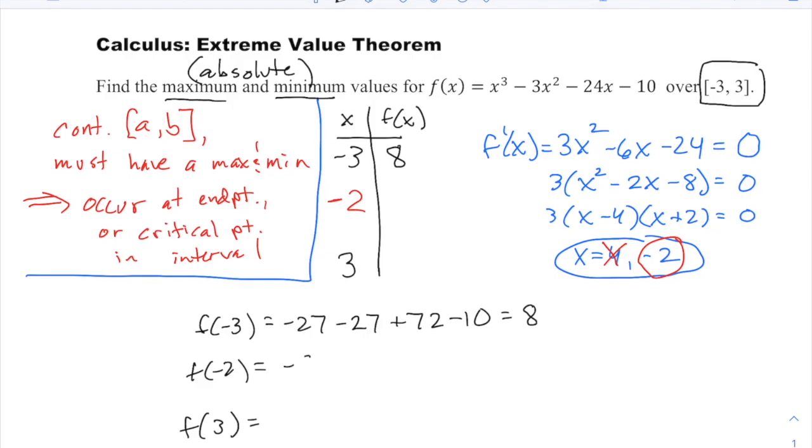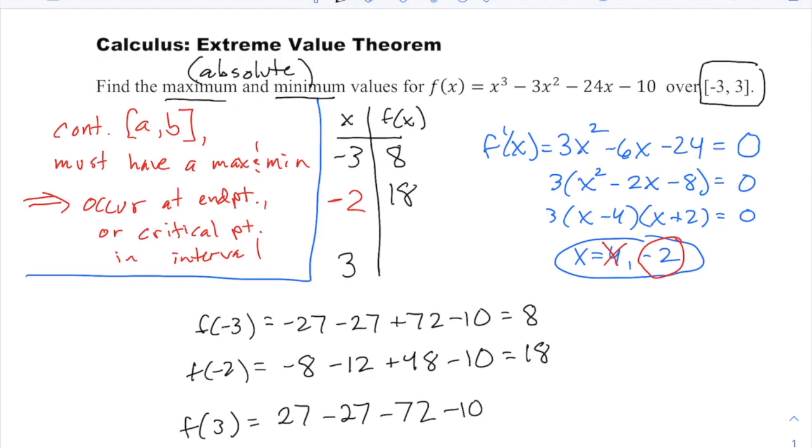So when I plug that in, I get negative 8 minus 3 times negative 2 squared. So that'll be minus 12 plus 48, 24 times 2, minus 10. And we're going to get negative 20 minus 10, negative 30, plus 48 is going to give us 18. Very nice. F of 3: 27 minus 27 minus 72 minus 10. 27 minus 27 cancel each other out. Negative 72 minus 10, minus 82.